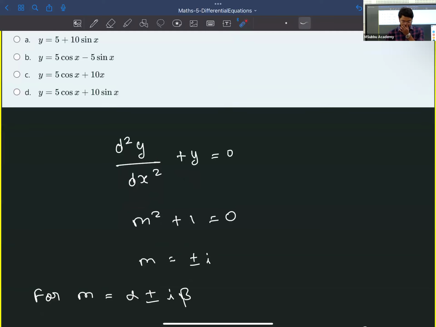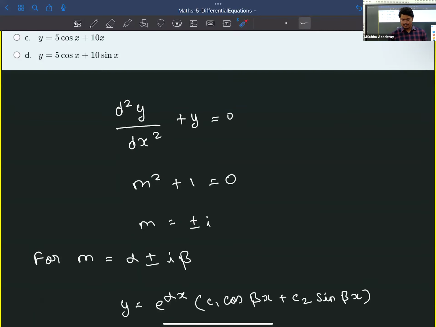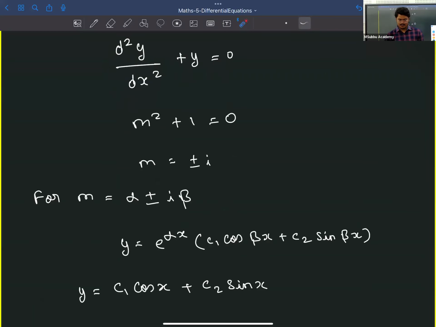So directly first find the complementary function. When you find the complementary function, take dy by dx is equal to m. So m square plus 1 is equal to 0. So directly what we get, m is equal to plus or minus i. So this is a complex root. These are not real.